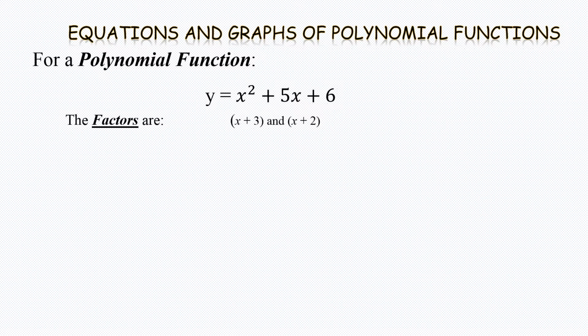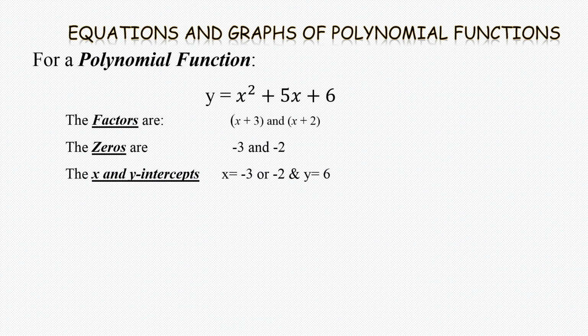So, kapag kinuha natin yung factors niyan, ang makukuha natin ay x plus 3 and x plus 2. Next is the zeros. So, kapag kinuha natin yung zeros natin, i-equate lang natin ng 0 yung ating mga factors. Kaya, we have the zeros, negative 3 and negative 2.